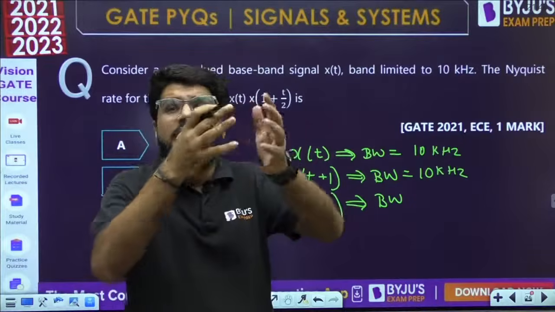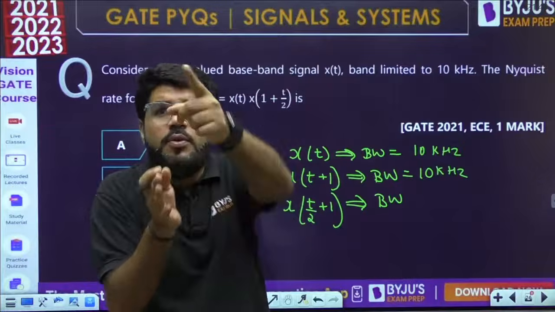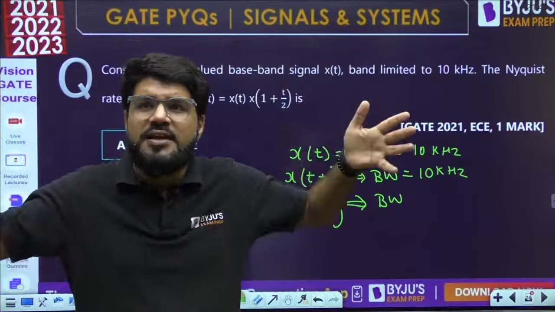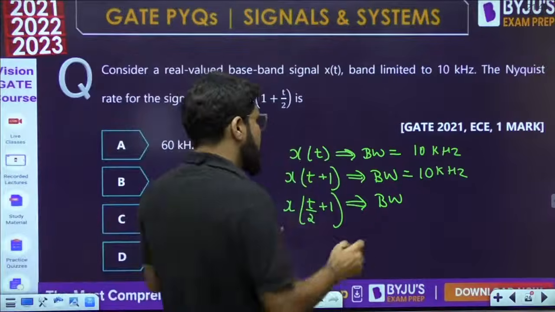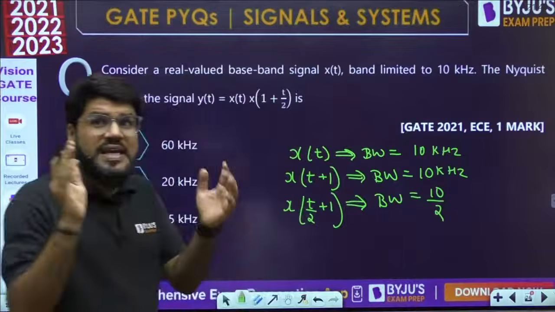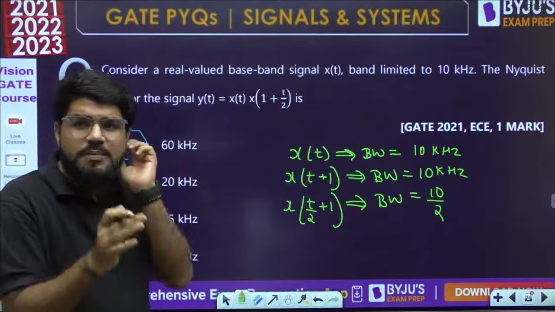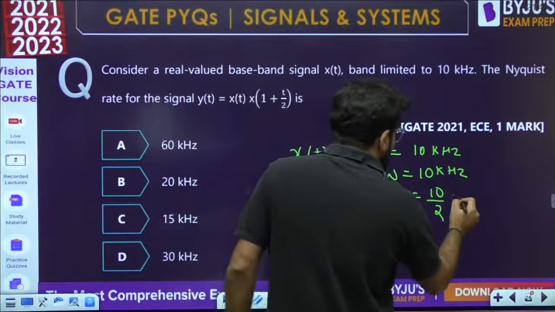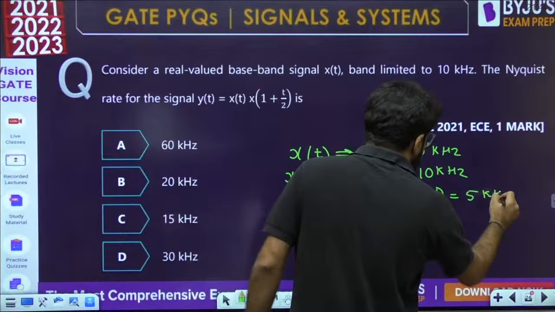But if there is expansion in time, there is compression in frequency, as per the time scaling property. If there is expansion in time, there is compression in frequency. So bandwidth is going to become 10 divided by 2. Because there is compression in the frequency domain, bandwidth will be divided by the given factor 2. Okay, so that is equal to 5 kilohertz.